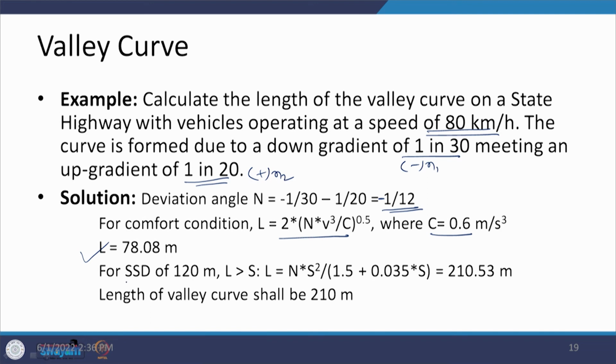But when you are talking about the SSD, and this SSD at a speed of 80 kilometers per hour is 120 meters, which can be calculated, then assuming that the length is greater than S, we have this formula, and when we put the values in this formula, we get 210.53 meters. So, we can provide the higher of these two values. Both of the conditions can be satisfied, and that is where we are providing a value of 210 meters.